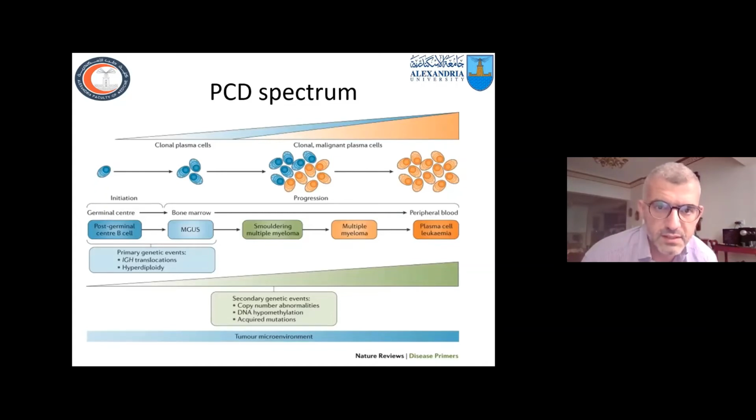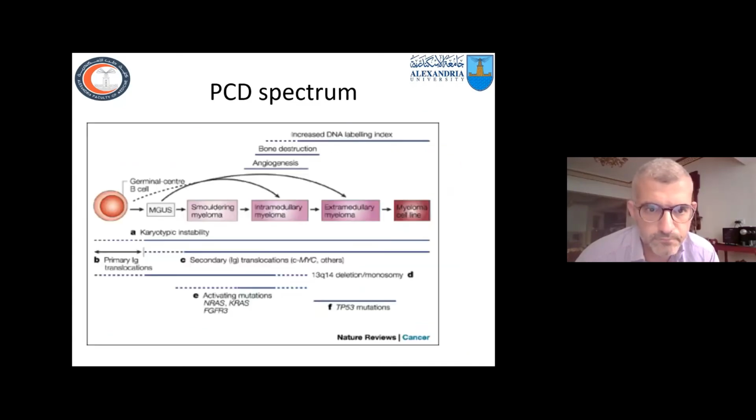Again, emphasizing the spectrum of the plasma cell dyscrasia, we usually have the post-germinal center B cell, which starts to have clonal plasma cells due to initiating or activating mutations in the IgH or the immunoglobulin heavy chain, and then picking up the RAS mutations, having the hyperdiploidy, which tips the post-germinal center B cell from just a normal cell to turn it into the plasma cell leukemia due to different types of mutations which occur in the course of the disease.